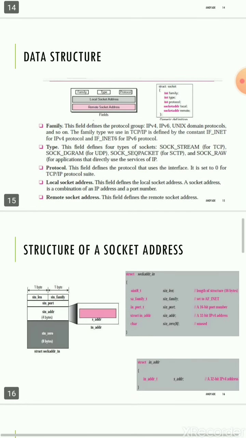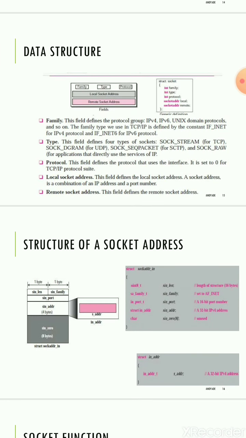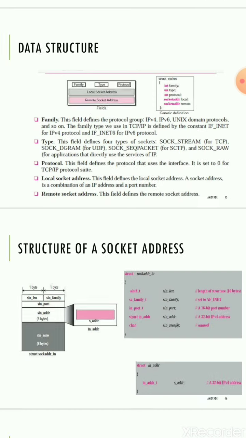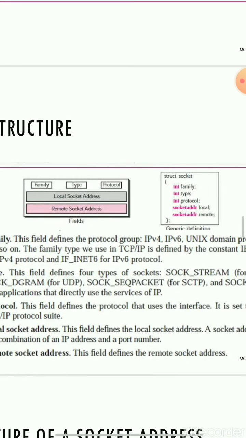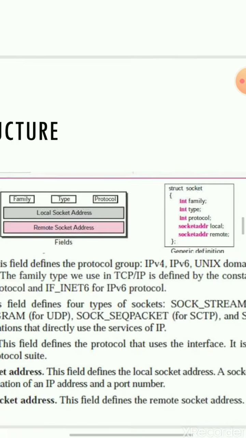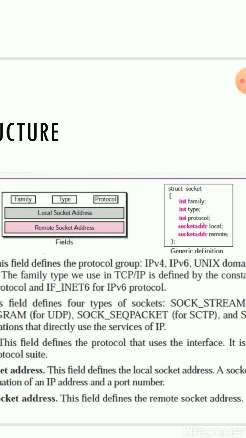Next bit, data structure. So what is a data structure? This is a small socket data structure format shown here. What does the socket data structure contain? It contains five elements: family, type, protocol, local socket address, and remote socket address. The same is shown in this diagram or box also.